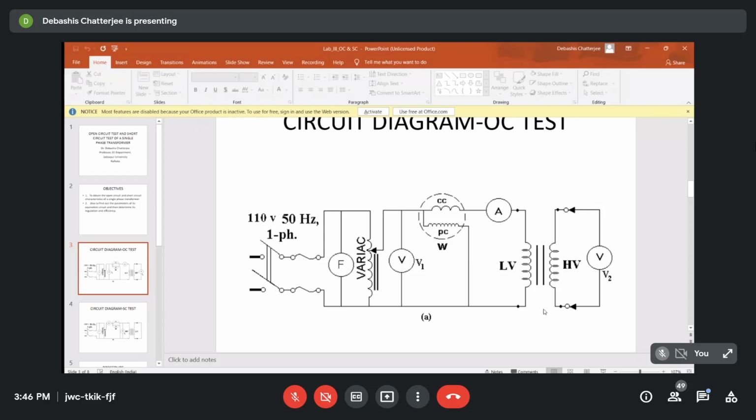Now one question you can ask me: we are performing two tests, open circuit and short circuit, and the parameters are six in number. High voltage side leakage reactance and resistance, low voltage side leakage reactance and resistance, that is four, and another two are magnetizing inductance and core loss resistance, making six. Which test will determine which parameters, or do you require both tests for determining all the parameters?